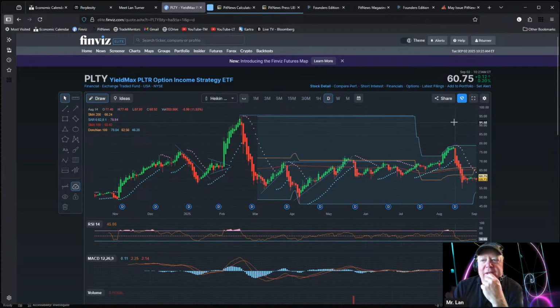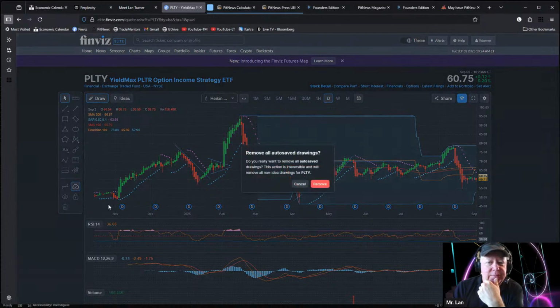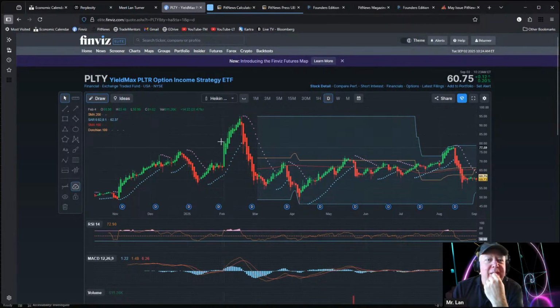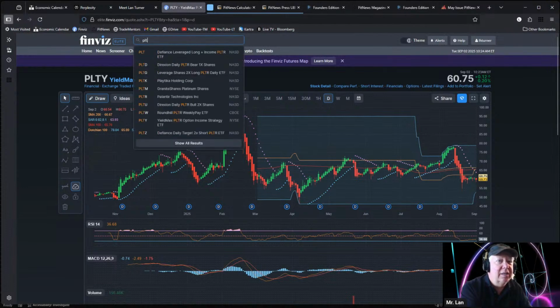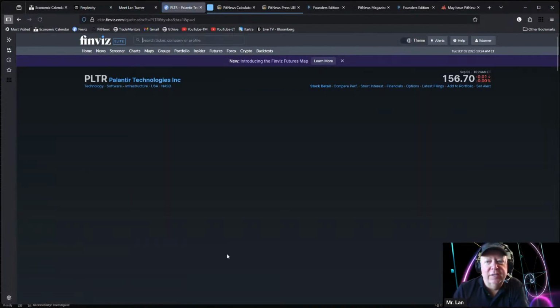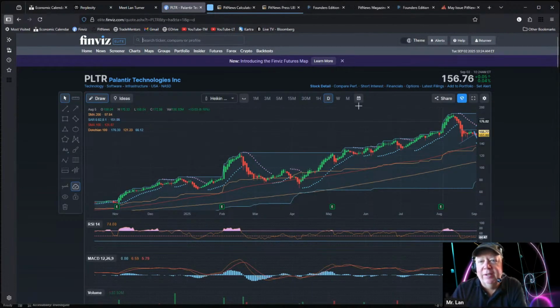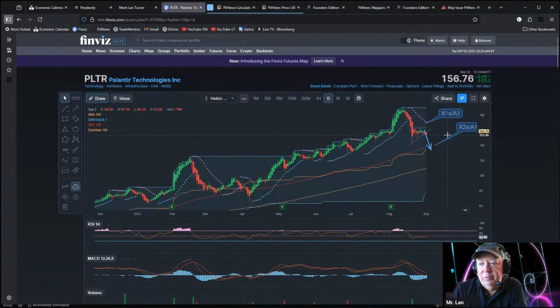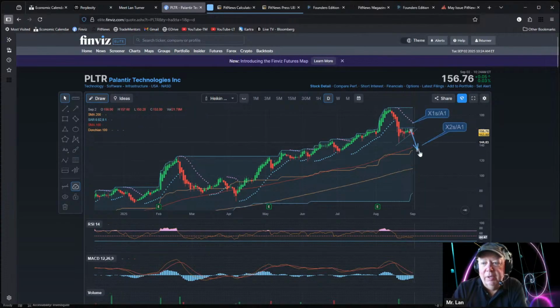All right, so this is PLTY. Now we know that it's based on PLTR. PLTR is the underlying stock. Now, I sold out of this one, but I'm looking to get back in. This is an X1SA1. We're coming into an X2SA1, and I'm looking for it to drop down to this lower point. It's falling out the bottom of my little triangle wedge pattern here, and I'm just looking for it to come back down.